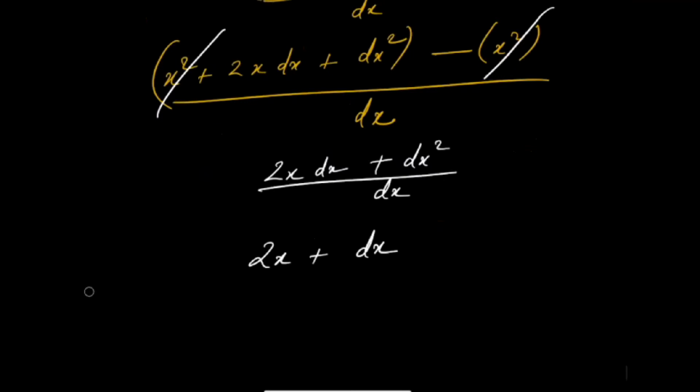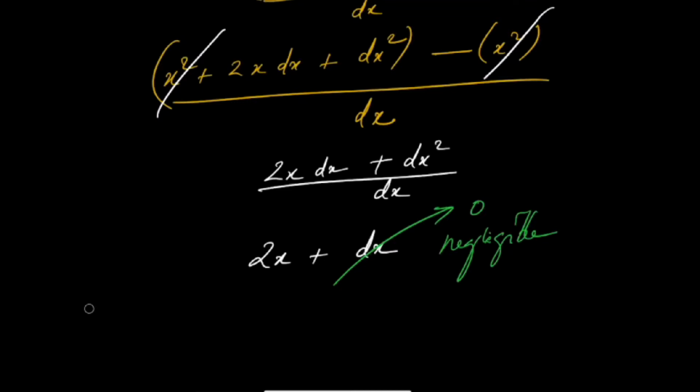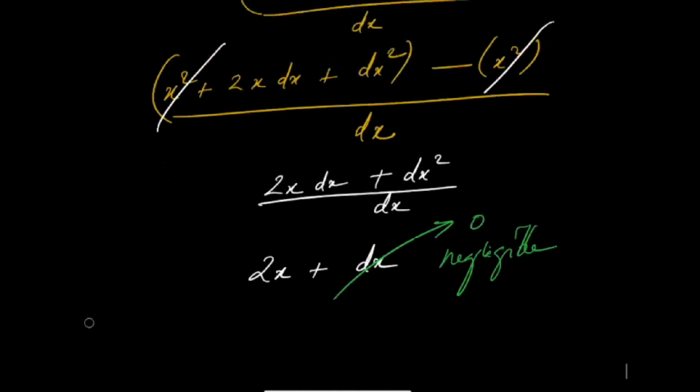Now the thing is, whenever something is very small, when you add it, you can neglect it. You can consider it to be 0. This is negligible. Whenever something is small, you can neglect it in addition, but in multiplication, you cannot neglect it. Here dx is being added, and dx is a small value. I told you already, delta x is a significant value, dx is an insignificantly small value.